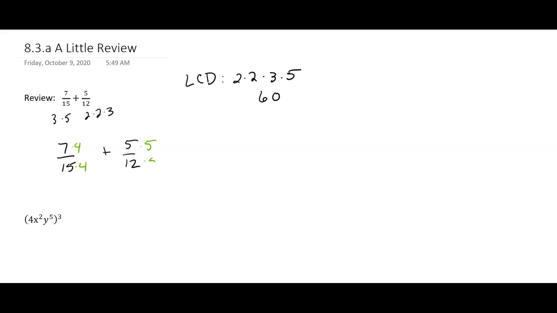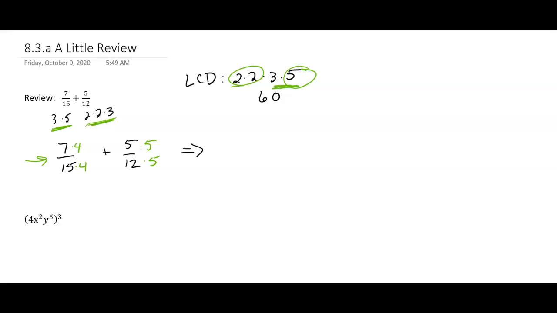Now, if you're wondering where I'm getting those numbers, you can look at the LCD. I have the 3 and the 5, but I don't have the two 2's. And that 2 times 2 is 4. So that's why this one gets multiplied by 4. And then if I look at this one, I've got the 2's and the 3, but I don't have the 5. So I have to multiply by the 5. Sometimes I think that's the easiest way to do it.